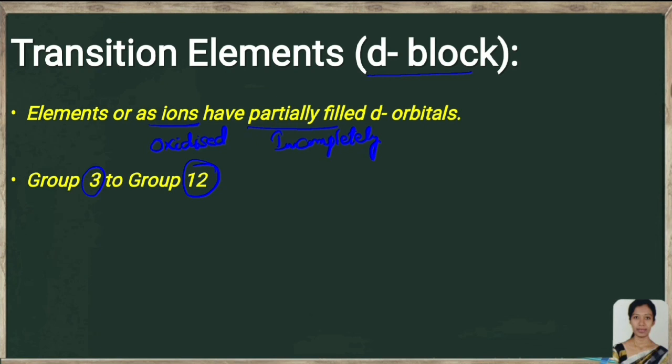which are also placed in the 12th group of the periodic table, which are zinc, cadmium and mercury. These are the three elements kept in the 12th group which do not have partially filled d electrons. These are also kept in the d block elements to make it easy for us to study all the elements of the periodic table.